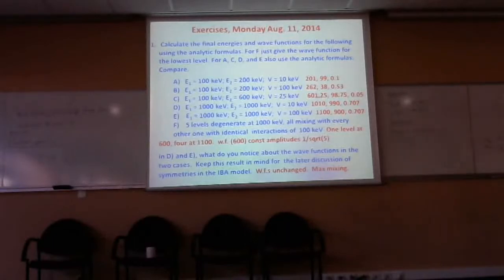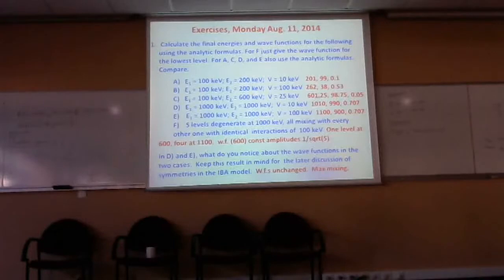And then here, 5 degenerate levels, all at 1,000 kilovolts, all mixing with each other with interactions of 100 kilovolts. So one level goes down to 600, 4 go up to 1,100, and all the wave functions are constant. What does that mean? Oh, I asked for the wave function of the lowest state. It's just all amplitudes with 1 over the square root of 5. All amplitudes equal.